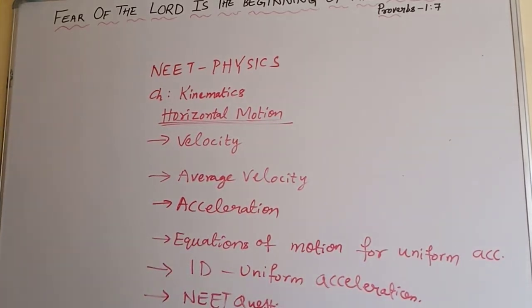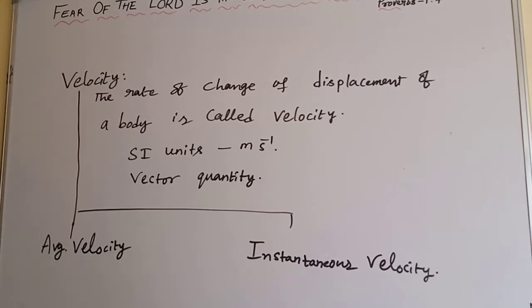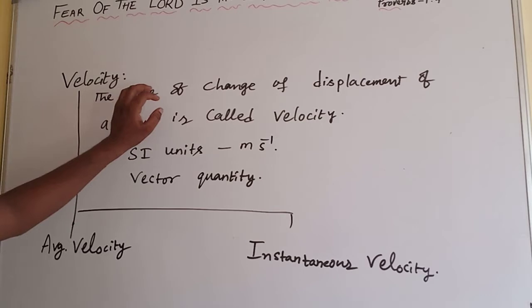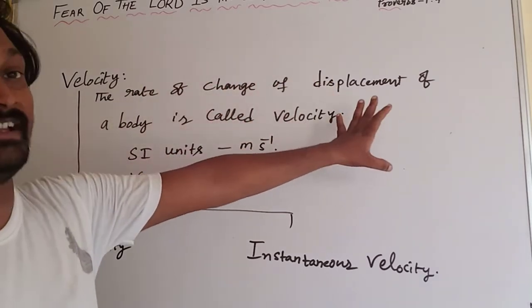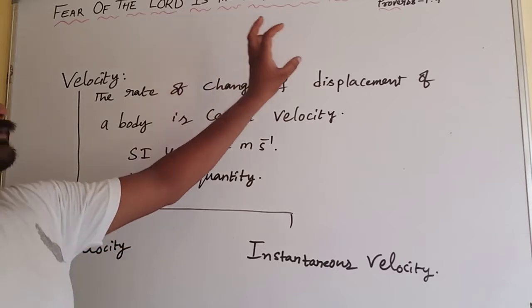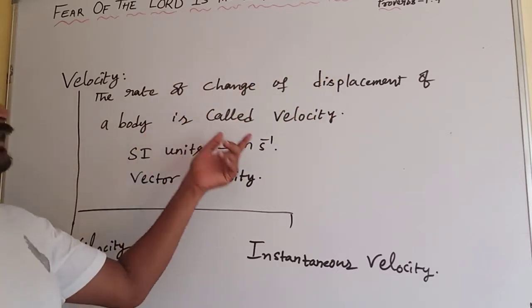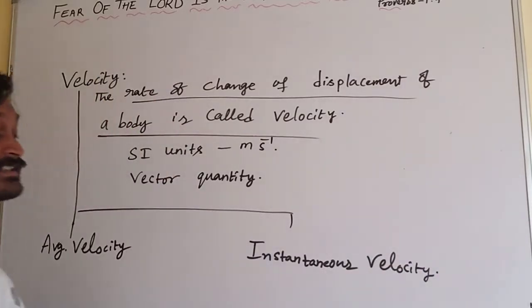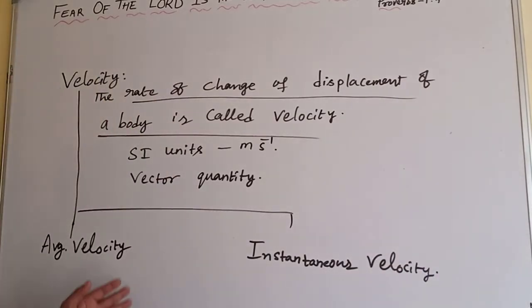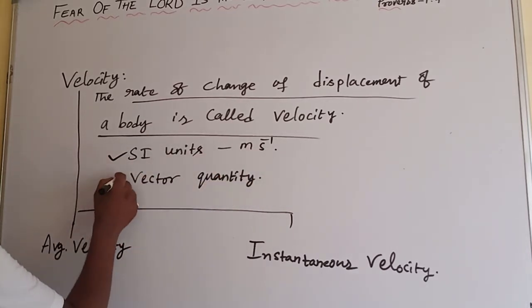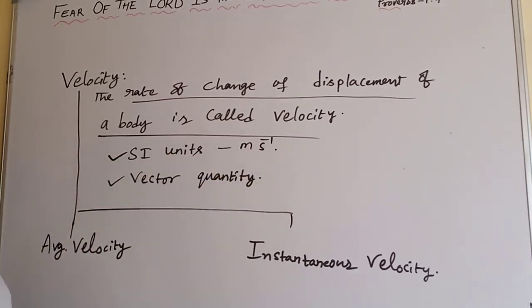Alright, let's move on to the velocity. So what is velocity? Velocity is nothing but the rate of change of displacement, not distance here. Here you have to remember the rate of change of displacement of a body is called velocity. Displacement means the shortest distance. Now what is the SI unit for this? Meter per second inverse, and it is a vector quantity. It is not a scalar quantity.